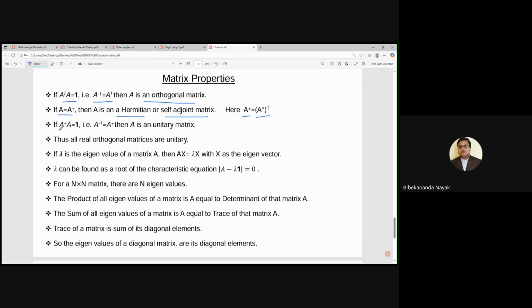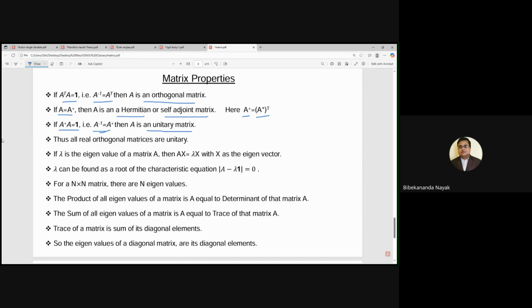If A dagger into A is equal to 1, that is, A dagger is equal to A inverse, then we call it a unitary matrix. Why is the term unitary matrix used? Because its eigenvalues are unimodular. All eigenvalues of a unitary matrix, if you take the modulus, all have modulus one. Okay.